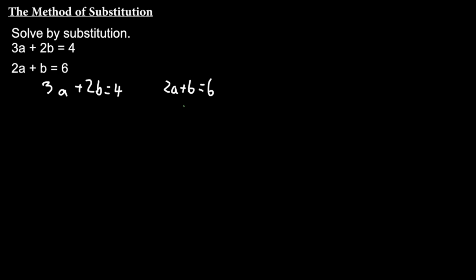So from here, b equals 6, that didn't change, and this is positive 2a, so when you bring it across, it will turn to negative 2a. So b equals 6 minus 2a. Now we're going to substitute this part, b equals 6 minus 2a, into the first equation. So now we have 3a plus 2b. Remember, b is now 6 minus 2a, so 3a plus 2 times (6 minus 2a) equals 4.